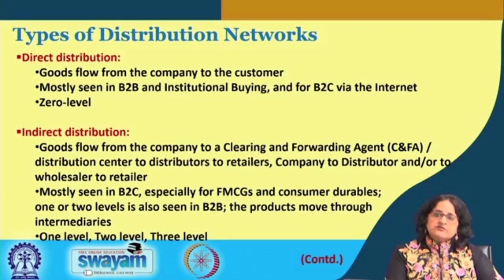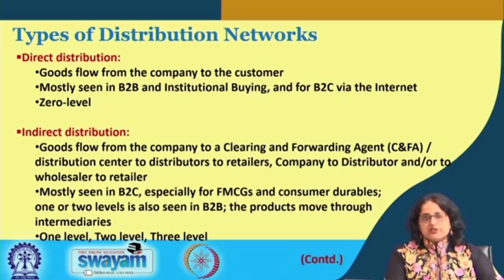The second alternative which companies could go for is an indirect distribution channel, where the goods flow from a company to a clearing and forwarding agent or a distribution center or to distributors, to retailers, or again from the company to distributor and or to a wholesaler and a retailer. And we see these kind of networks in the case of B2C marketing, especially for FMCGs, consumer durables, etc., where there could be one or two levels or three levels as well.